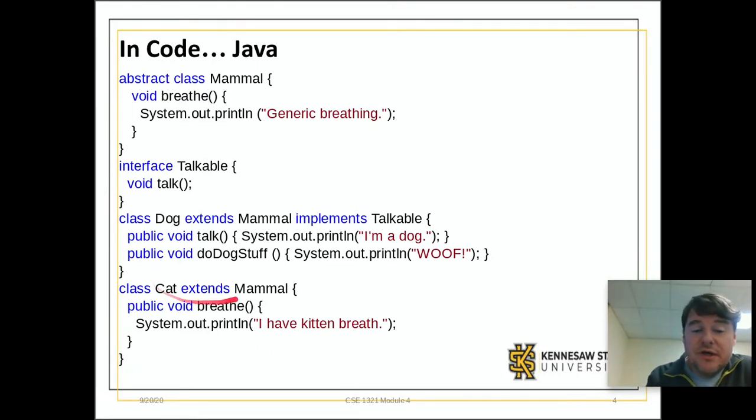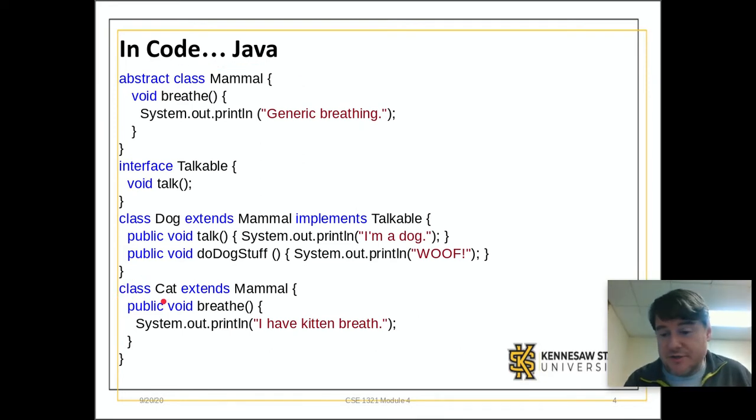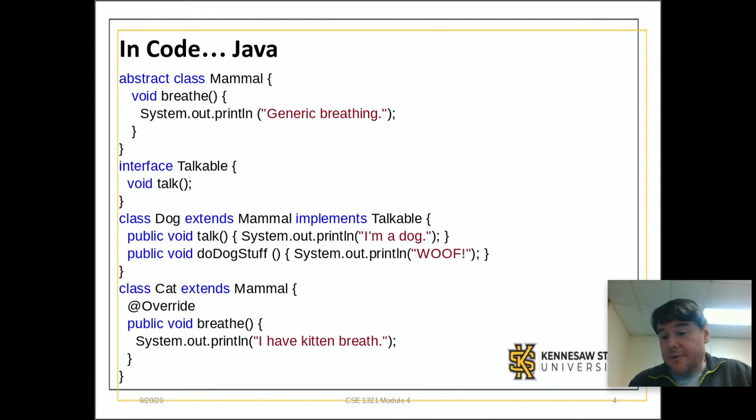Even though they're both children of mammal, one of them is doing an interface and the other one is not, and that's all perfectly valid. So public void breathe here prints out "I have kitten breath." Great. So this is an override of what was happening up here. Technically there should be an @Override in here that is not visible on the slide until I pause and come back. Apologies for that typo. There is supposed to be an override here because you are actually overriding breathe that is up here in mammal.